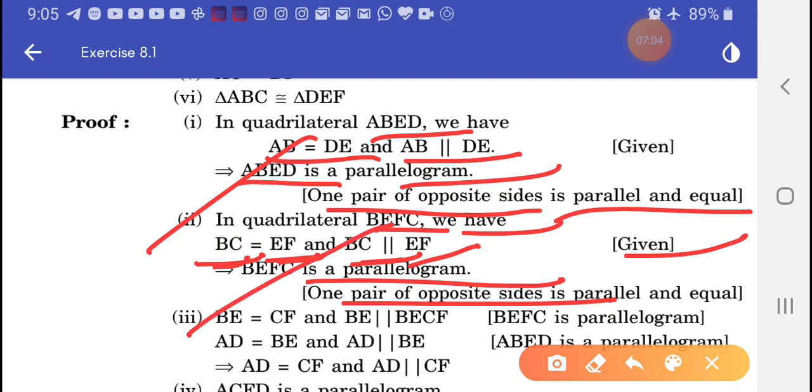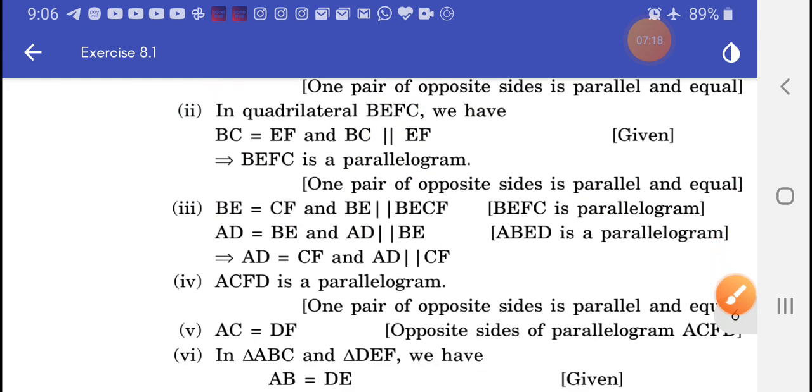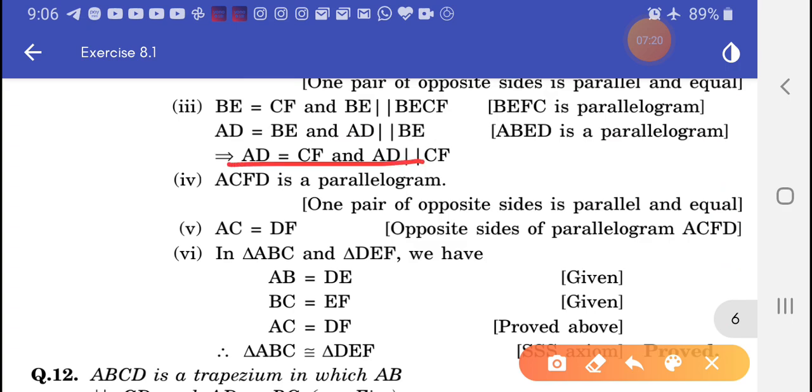Now third part is BE equal to CF and BE parallel to CF. Now BECF is a parallelogram, therefore what will we say: AD equal to BE and AD parallel to BE. Now we have ABED is a parallelogram, then AD equal to CF and AD parallel to CF. Fourth part is ACFD is a parallelogram.